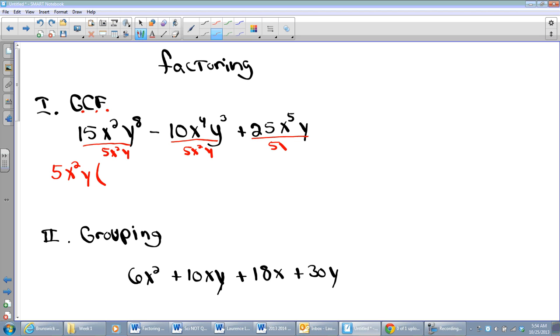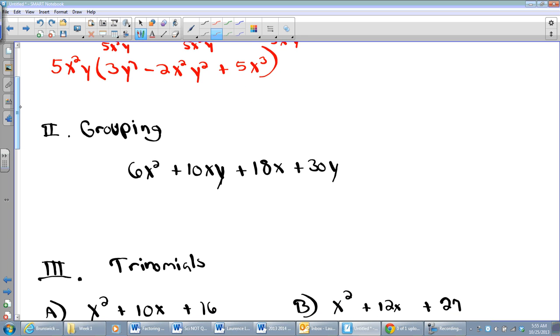Okay, 5x squared y. And so I will get 3, and then I'll get y to the 7th. I'll get a negative 2, x squared, and then a y squared. And then a 5 with an x cubed. And there we go. Factored. Easy as pie.